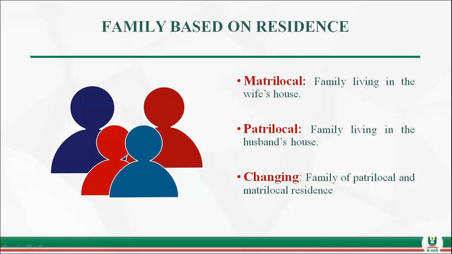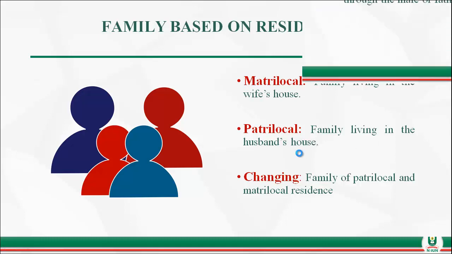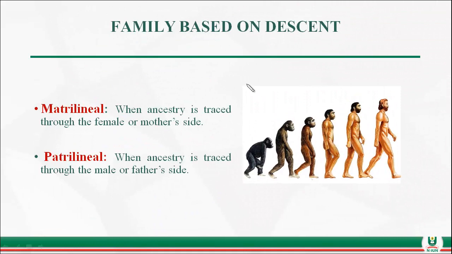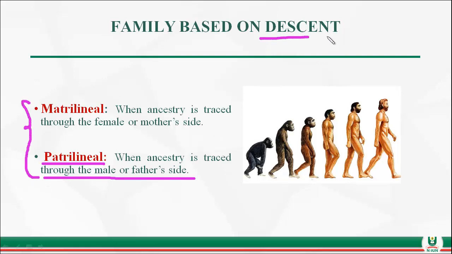Okay, let's look at another one. Types of family based on descent or ancestral tracing. The first one is the matrilineal type of family. This is when the ancestral tracing is done through the mother's side or the female side. Matrilineal, meaning maternal, like I said, entails anything done through the woman's side. So the matrilineal type of family is based on ancestral tracing through the female side. Then you have the patrilineal, which is the opposite: ancestral tracing through the father's or the male's side. So these are the types of families based on descent.